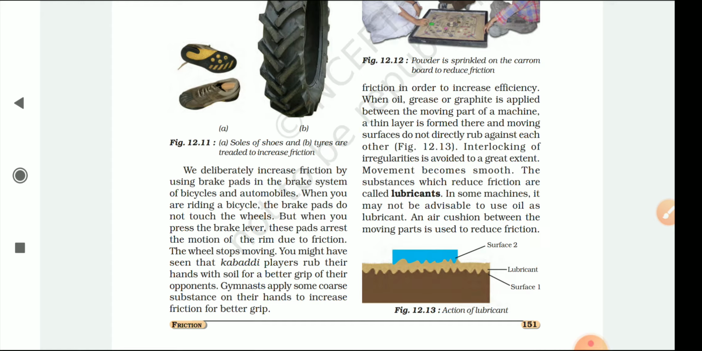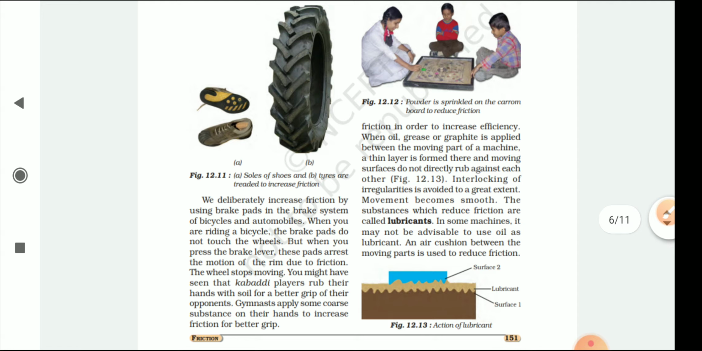Okay, so we are applying the brakes because the brakes can stop our car easily. The wheels stop moving. You might have seen that kabaddi players rub their hands with soil for a better grip on their opponents. Or you can say gymnasts apply some coarse substances on their hands to increase the friction for a better grip. So whenever we need to increase friction, what do we need to do? We need to make some grooves, or we need to apply some rough powder and all.